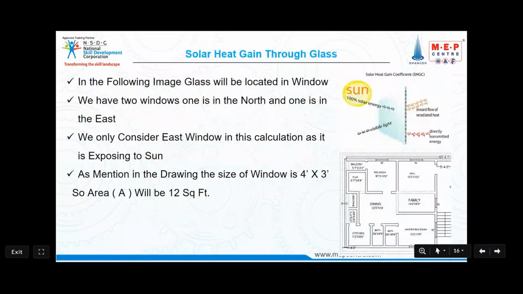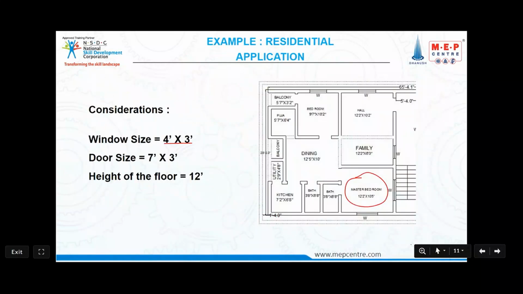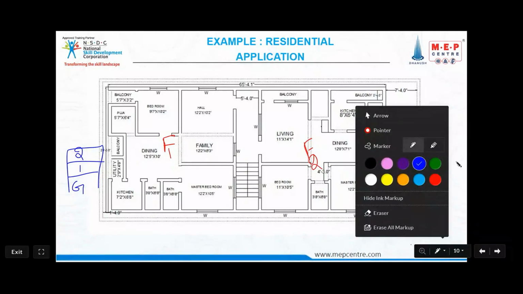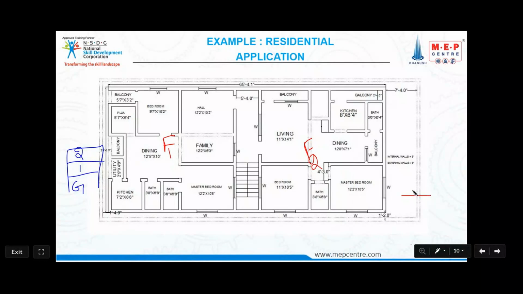First concept, solar heat gain through glass. Okay, the first concept is solar heat gain through glass. So in this image, you are able to see the directions. I'll give the directions, just to mention the directions in your book. This is north and this is east. Okay.